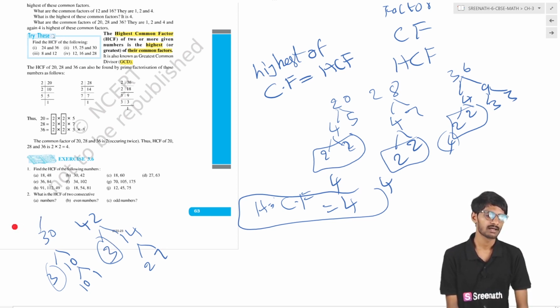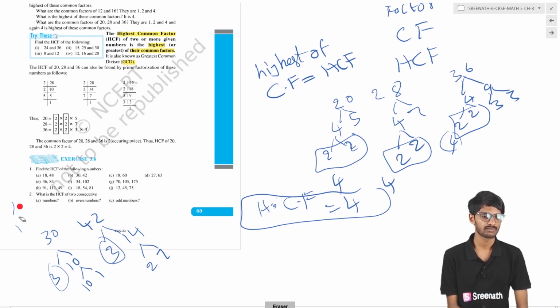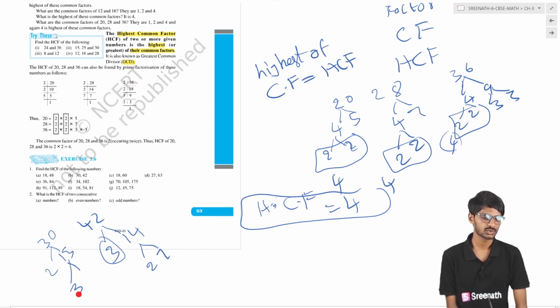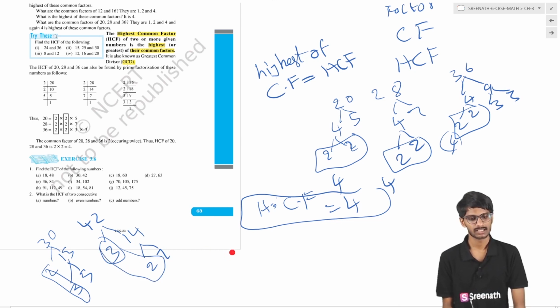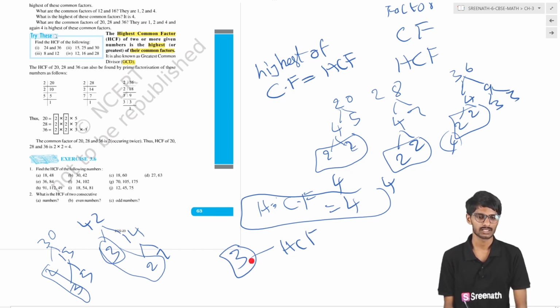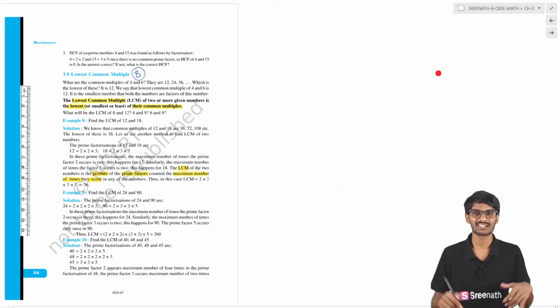Or otherwise we can write it as 15 2s. Again it becomes 3 into 5. So 2, 3, 5 are the common factors, and here also 2 and 3. Suppose if you write it in another way, if you write 30 as 2 into 15 and 15 as 3 into 5, then what are the common factors? 2 and 3 are the common factors. So what is the highest of 2 and 3? That is 3. So the highest common factor is 3. Like that, students. So that topic also completed, students.